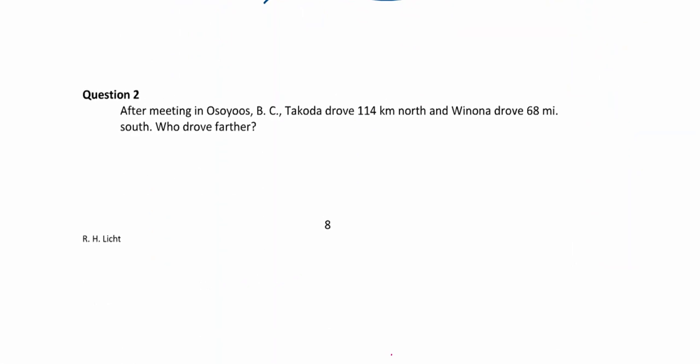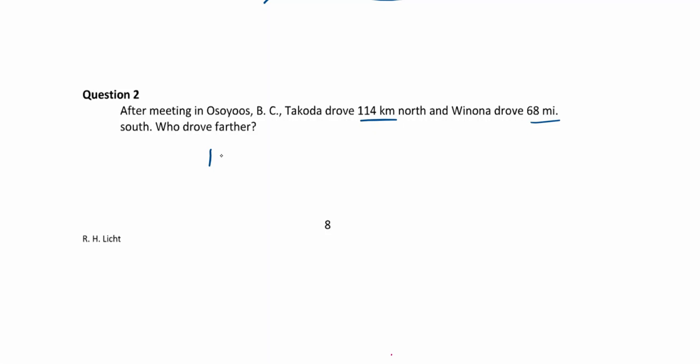This is question number 2. After meeting in Soyuz, BC, Dakota drove 114 kilometers north, and Winona drove 68 miles south. Who drove farther? If we're going to figure that out, we've got to be speaking the same language. We either need to change this into miles or this into kilometers. It doesn't actually matter, so let's change this one into miles.